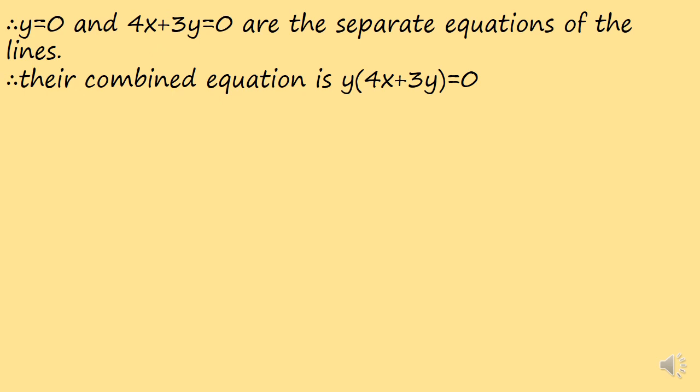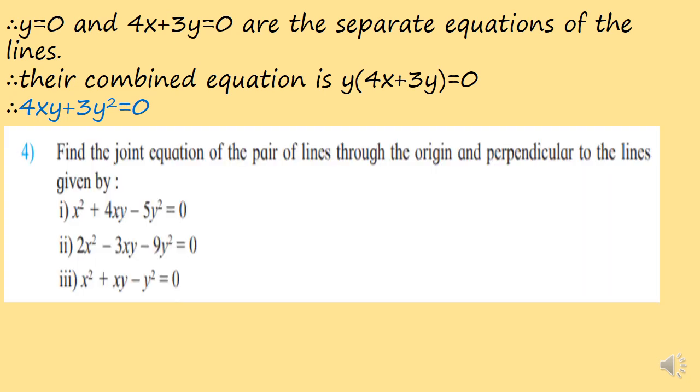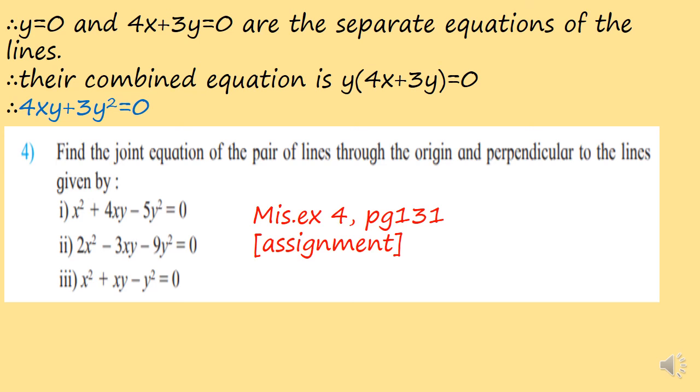And of course, we have to combine and find the equation, right? So we combine and get the answer as this. This is the combined equation of the lines. Simplifying, we get this particular equation. Now find the joint equation. Again, similar sums to the previous ones which we did just now are given in your miscellaneous exercise on the same page 131. Try these out as assignment in your notebook.